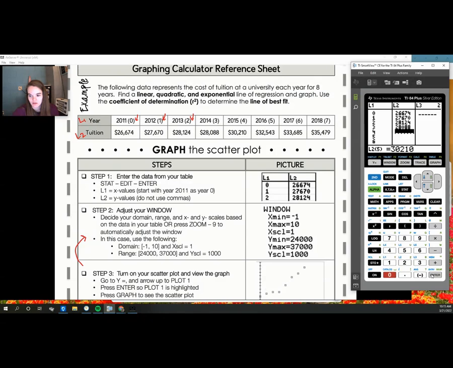30,210, enter. 32,543, enter. 33,685, enter. And 35,479. Something you will have to make sure you do correctly today. See how these both end in the same place? If they do not, you have a mismatch somewhere, and your calculator will tell you you have a mismatch. All right, we have done step 1.